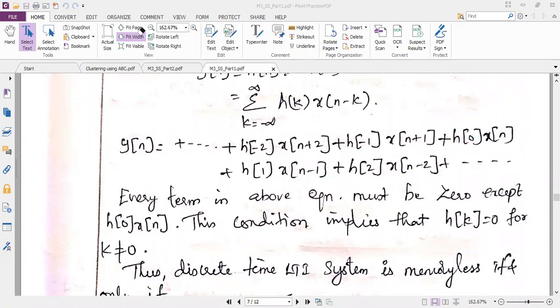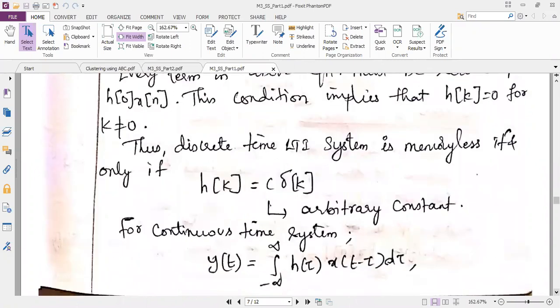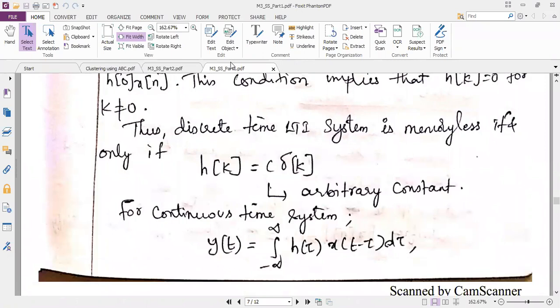So let me show you the property, how the property is. You can write this property in your rough notebook, because when we solve the problem, I will ask you the formula. As per the previous equation, I got h of 0 with x of n. This term only was enabled. So I need to write this h of 0 in general case. So h of 0 in general case, I can write it as h of k, which is equal to c multiplied with delta of k.